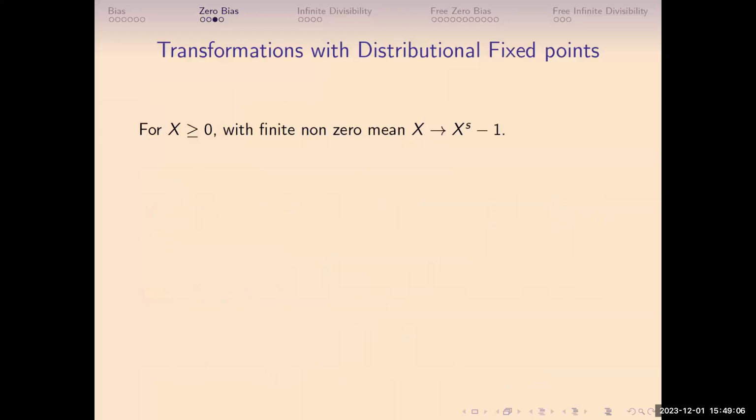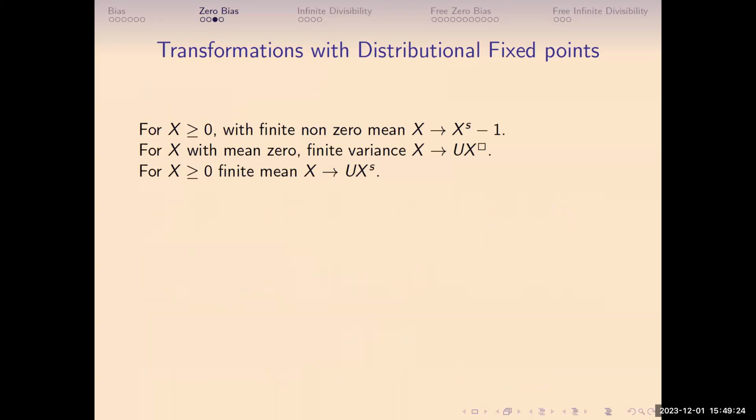Okay, so we've now seen two transformations with distributional fixed points. You have X non-negative with finite non-zero mean: size bias, subtract one. You've got mean zero, finite variance: double size bias, multiplied by a uniform. Let's just throw out a few others. Make it big and then make it small would be a scheme to see. So make it big by size biasing, make it small by multiplying by a uniform. Maybe that is a fixed point. How about make it bigger by adding one, make it smaller by multiplying by a uniform?